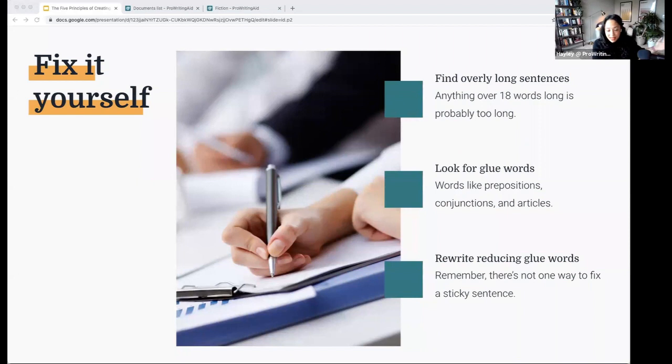So again, same thing with passive voice, same thing with sticky sentences. You do not always need to change this. But what I am recommending is looking for these flags, which can make your writing feel confusing or unclear to your reader, and then deciding whether or not you want to change those.